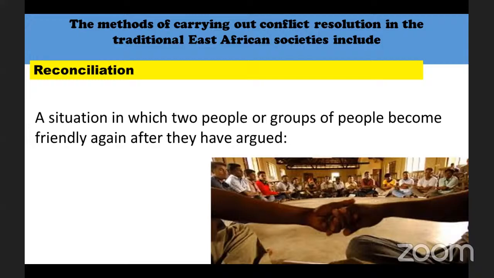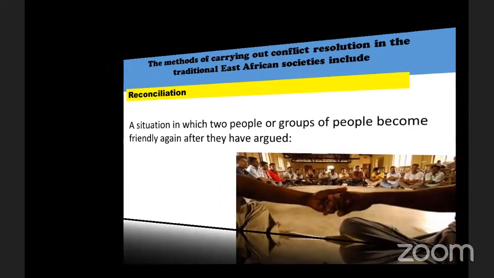That illustration is trying to show there are some people in the background, and these other ones are shaking hands, which means that they have reconciled. They are now friends again. To reconcile is to become friendly again after you have argued. So that is one of the other methods used in African traditional societies in conflict resolution.